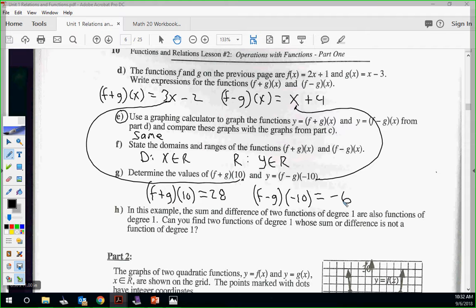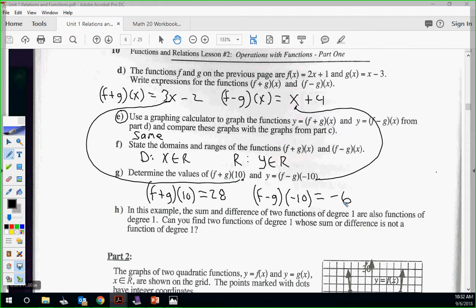Okay. In this example, the sum and the difference of two functions of degree 1 are also functions of degree 1. Can you find two functions of degree 1 whose sum or difference is not of degree 1? And this is what we talked about a little bit yesterday really quickly. Essentially what would happen is your x's would cancel. Okay, so if you're adding 2 of degree 1, maybe you have a 4x and a negative 4x. If you did that, they'd cancel. You no longer have a degree of 1, right? Because you just have a constant. So this is what they're saying.